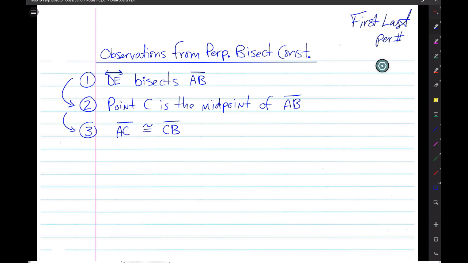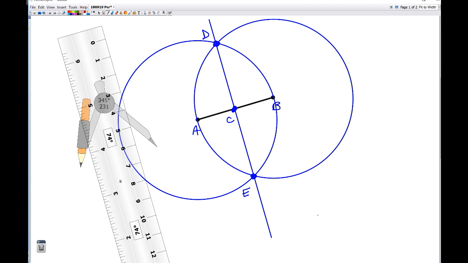All right, now we have to take this number 3 statement right here, and we have to mark that on our picture. So let's go back to the picture. Because if we're saying that line segment AC is congruent to line segment CB, then we want to put a congruency mark on AC and a congruency mark on CB.